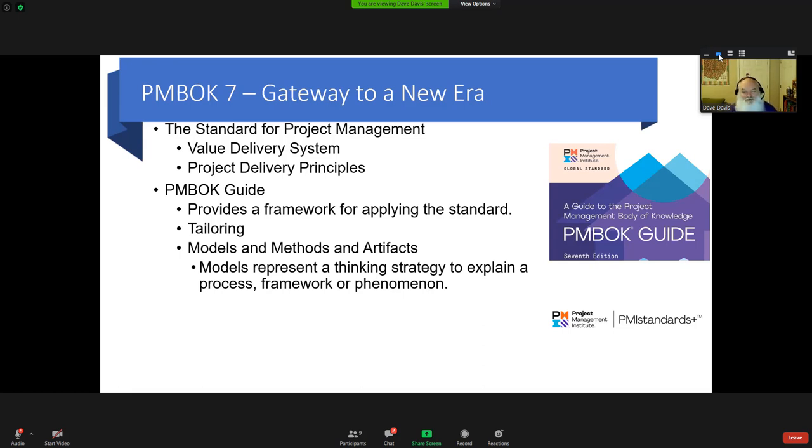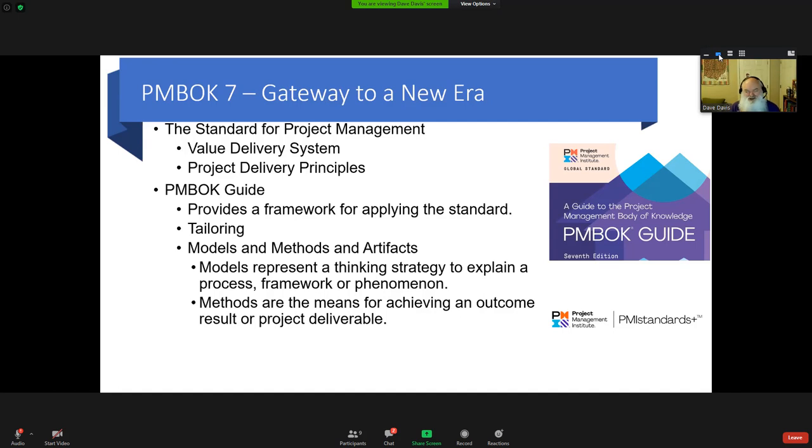Phenomenon I thought was kind of an interesting word, and I'm not going to go any more and say I think phenomenon is an interesting word for this. And the methods are the means for achieving an outcome, result, or deliverable. We've all been involved in methodologies for a long time, and actually PMI has made it quite clear over the years that the PMBOK Guide was not a methodology, but was a framework. And PMI is changing that a little bit with embracing the disciplined agile and some of that.